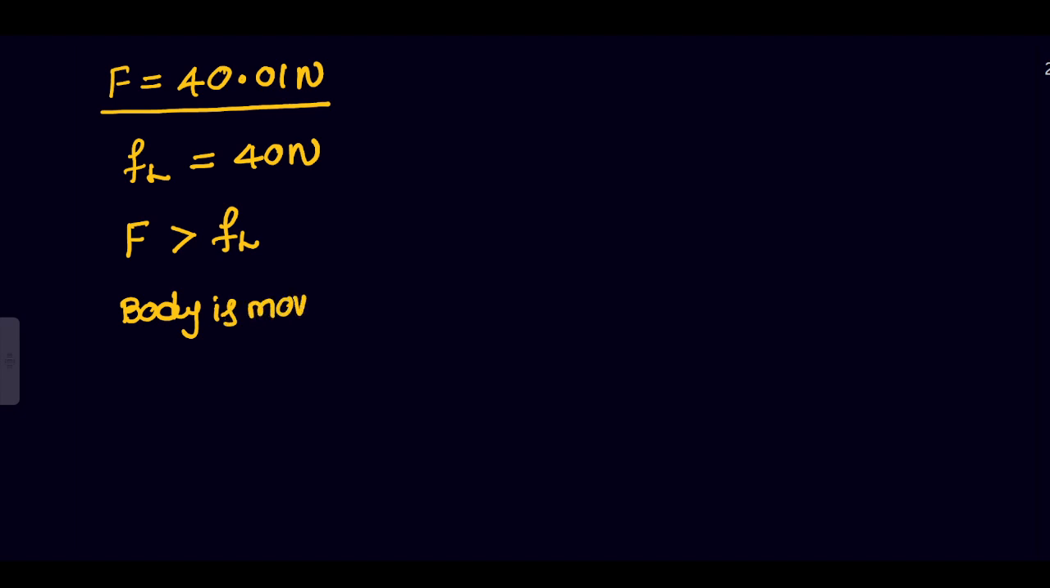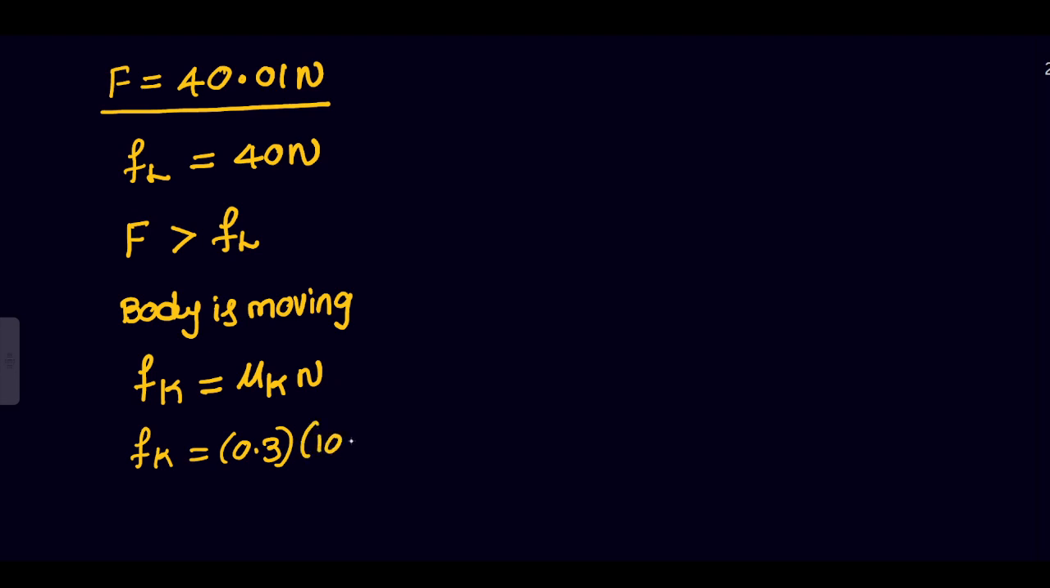If the body is moving, what type of friction does it have? Kinetic friction. Remember, if the body is in motion, it is kinetic friction. So that kinetic friction we need to calculate now. What is the kinetic friction formula? That is mu k into N. So Fk is equal to mu k, the value is 0.3, and N is 100. That means the kinetic friction is 30 newtons.